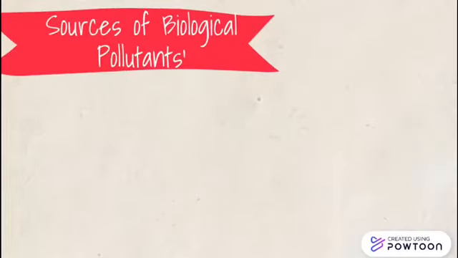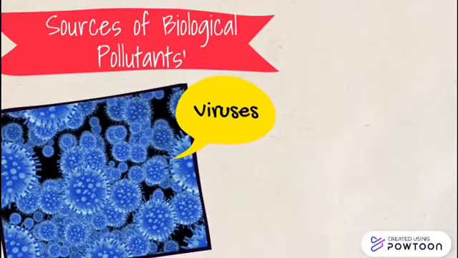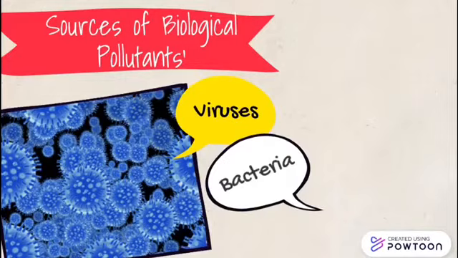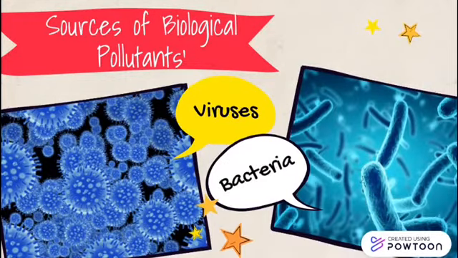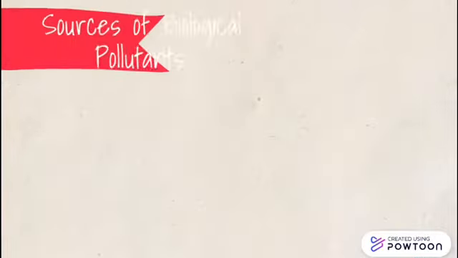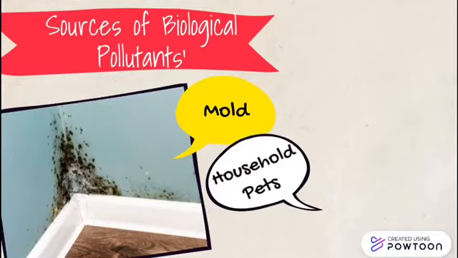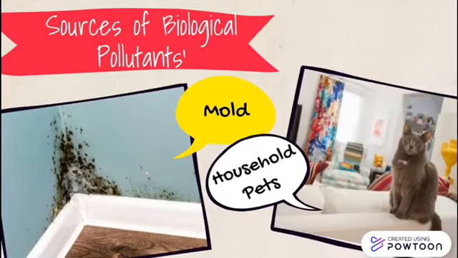Examples of sources of biological pollutants: first, viruses, which are transmitted by people and animals. Second, bacteria, which are carried by people, animals, and soil. Third is smoke. Next is household pets, which are sources of saliva and animal dander. The next is other examples.